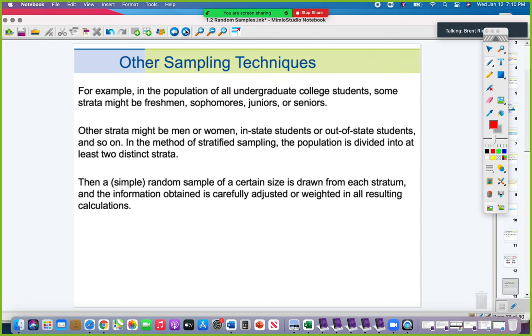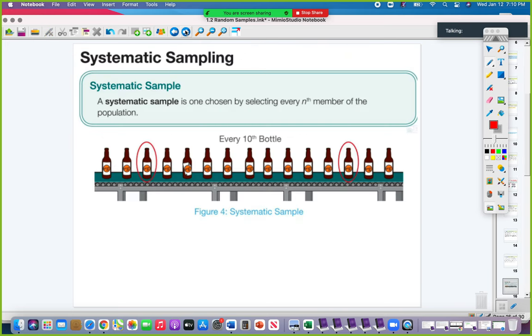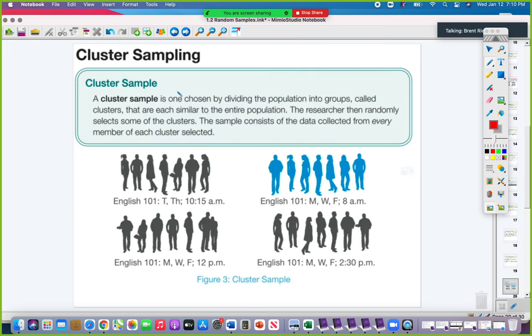Let's compare that to, I'm going to skip ahead and we'll come back. Let's compare that to cluster, because cluster and stratified are the two that people get mixed up because they feel similar. A cluster sample is one chosen by dividing the population into groups called clusters. So again, we're dividing into groups that are each similar to the population. The researcher then randomly selects some of the clusters. The sample consists of data collected from every member of the cluster selected.